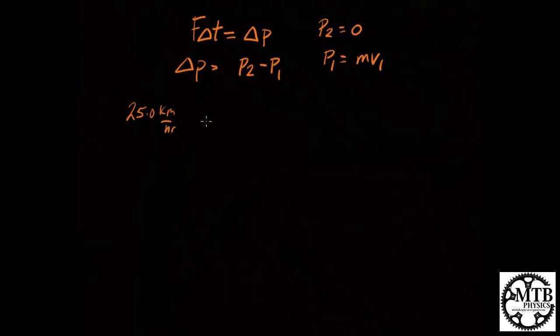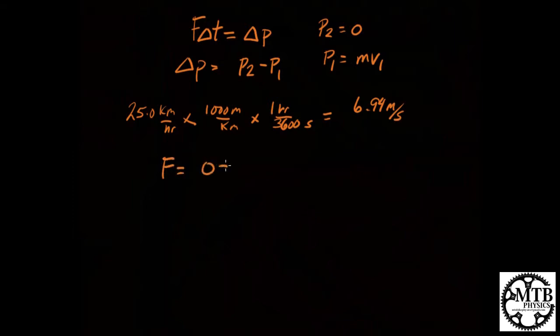I'm going to go ahead and use the impulse momentum theorem. Force times delta t is equal to delta momentum. Delta momentum obviously is our final momentum, which will be 0, minus our initial momentum, which can be defined as mass times initial velocity. First thing we need to do mathematically is convert our units, kilometers per hour, to meters per second, so all of our units are in workable units. And our answer for our initial velocity is 6.94 meters per second.